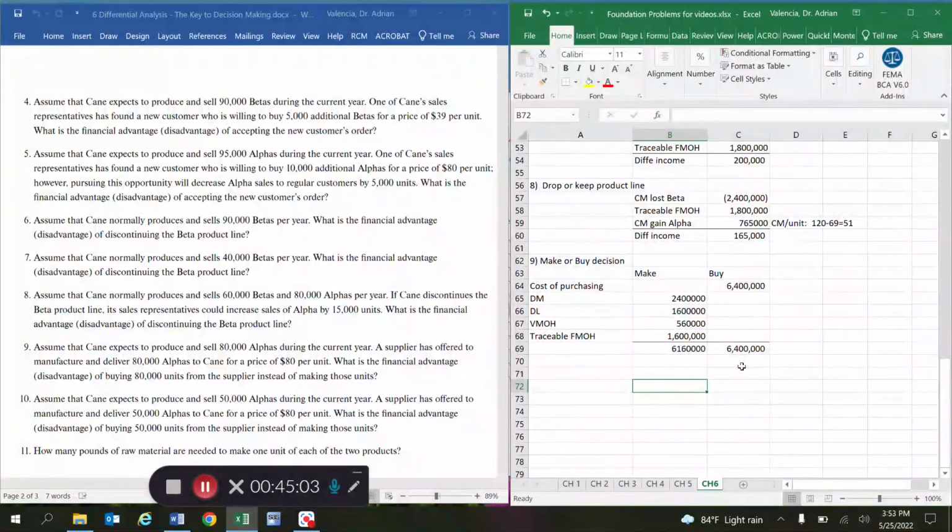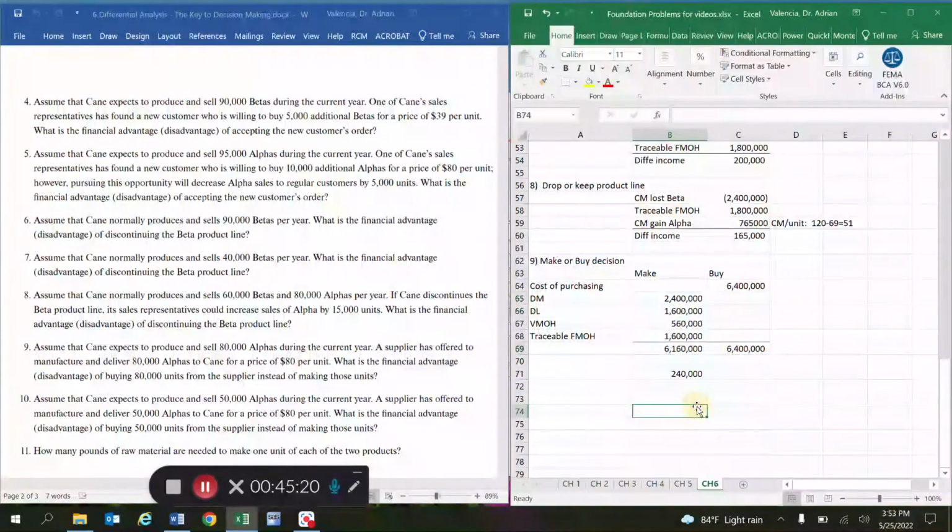And we get the difference. We find out that in this particular case, it's cheaper for us to make it. So it's favorable for us to make the item instead of buying it from outside. Let me put some commas in here so it's easier.